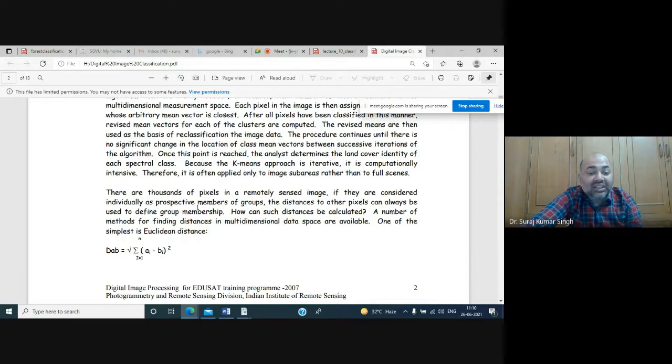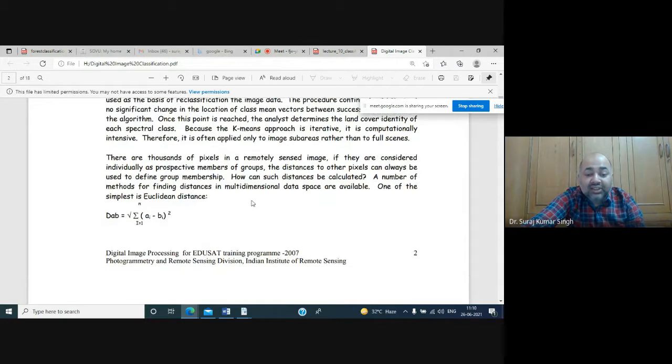There are thousands of pixels in remote sensing data. If they are considered individually as prospective members of a group, the distance to the other pixels can always be used to define group members. So how is such distance calculated? When we are saying that the entire thing is based on distance, how is this distance calculated? A number of methods for finding the distance in multispectral dimension are available. One of the most important and simplest distances is known as Euclidean distance.